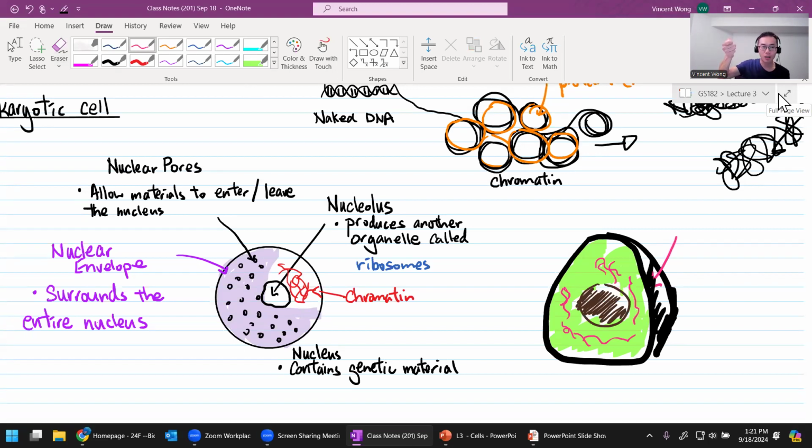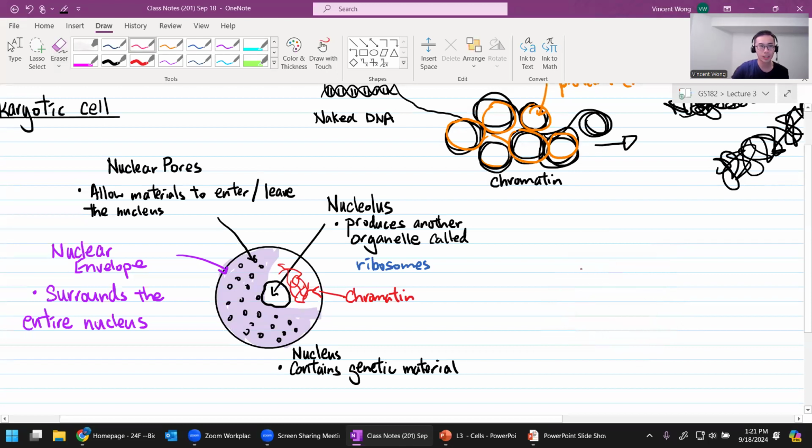Now, if you take a fork or a toothpick and poke a bunch of holes in it, you get your nuclear pores. So I hope that gives you a more visual way of thinking about the nucleus. I'm trying my best here. I hope you understand. Now we're going to move on.